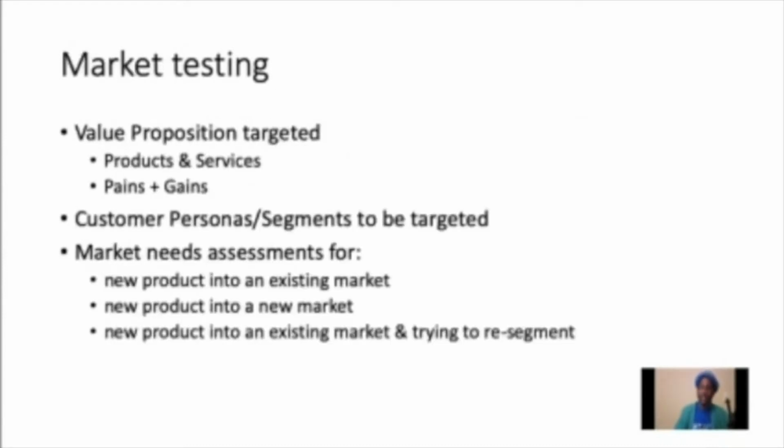The next type of testing is market testing. And a lot of times in market testing, the core of this testing is value proposition focus. So figuring out if your products and services match the pains and the gains that your customer receive.